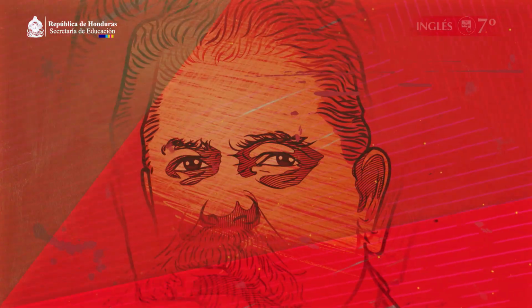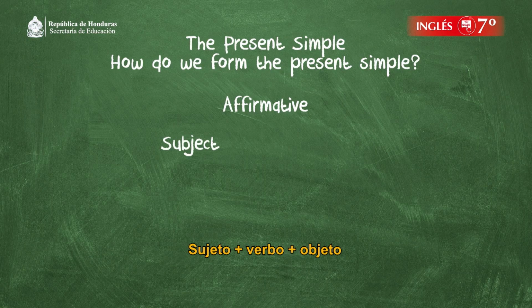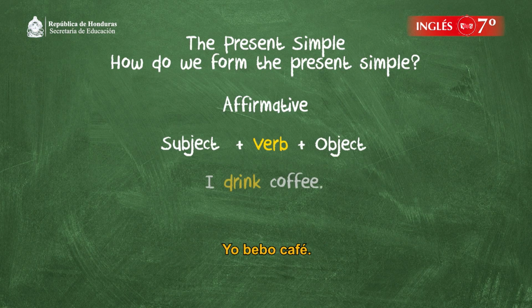Ahora veamos una explicación sencilla del uso del verbo auxiliar to do. The present simple, how do we form the present simple? Affirmative, subject plus verb plus object. I drink coffee.